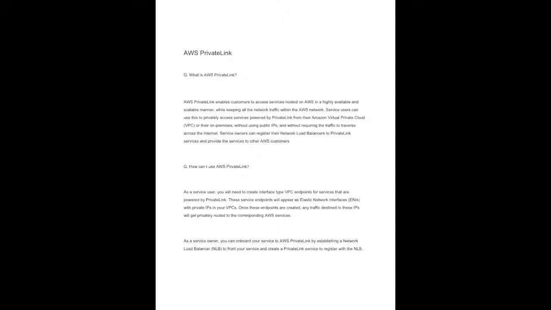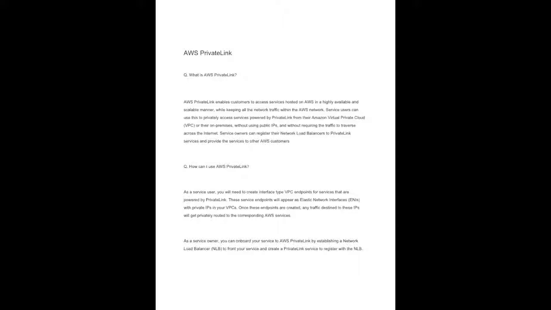AWS PrivateLink. Q. What is AWS PrivateLink? AWS PrivateLink enables customers to access services hosted on AWS in a highly available and scalable manner, while keeping all the network traffic within the AWS network. Service users can use this to privately access services powered by PrivateLink from their Amazon Virtual Private Cloud, VPC, or their on-premises, without using public IPs, and without requiring the traffic to traverse across the internet. Service owners can register their network load balancers to PrivateLink services and provide the services to other AWS customers.